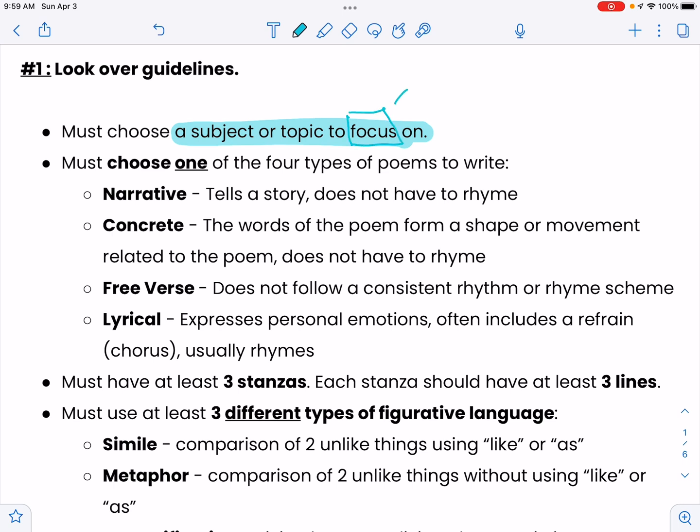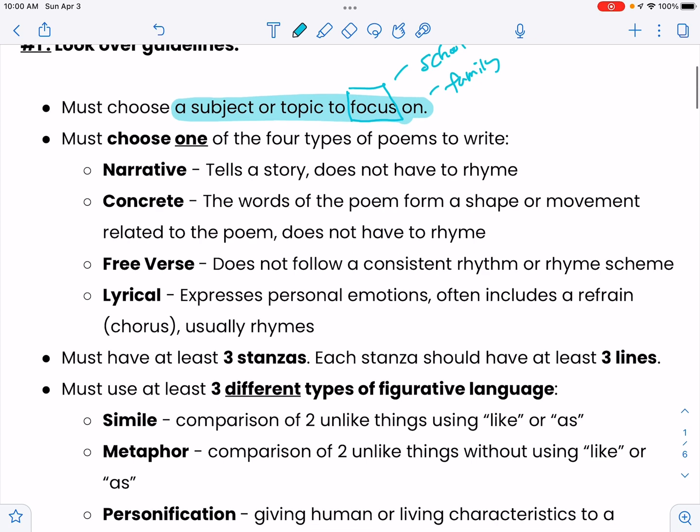So if you're writing about school, make the whole poem about school. If you're writing about your family, make sure the reader can tell, oh, this is a poem about their family. I think the purpose here is for it to not just be a random jumble of words and sentences put together. It just has to have focus. So whatever your topic is, focus on it, the entire poem.